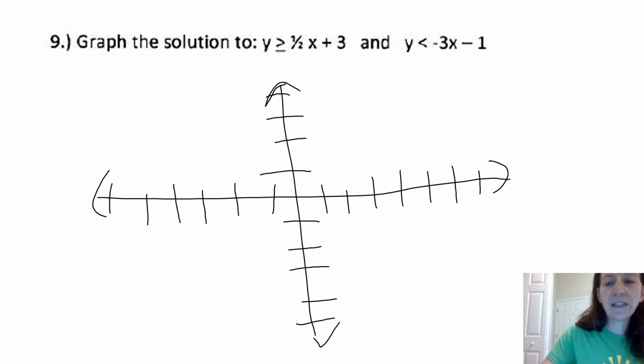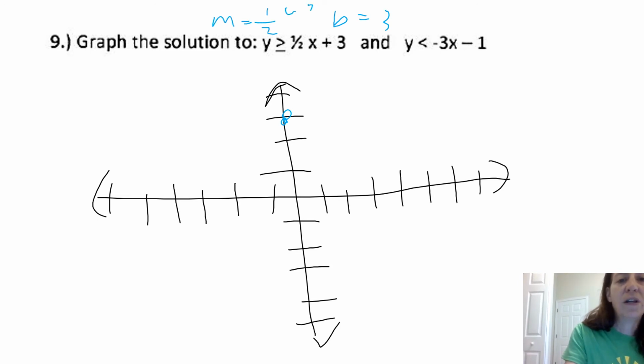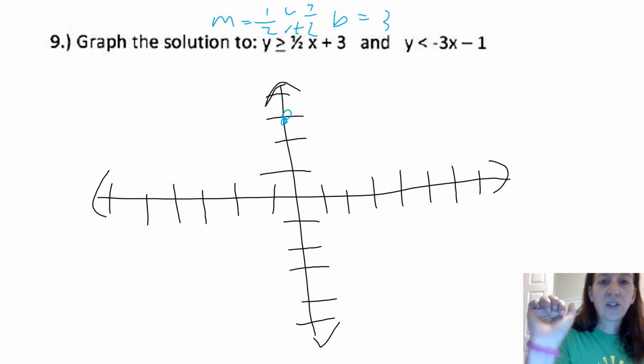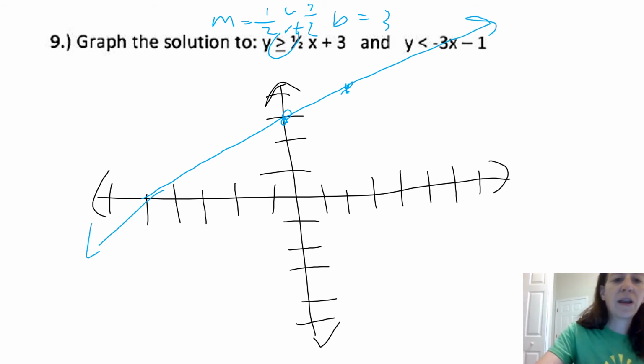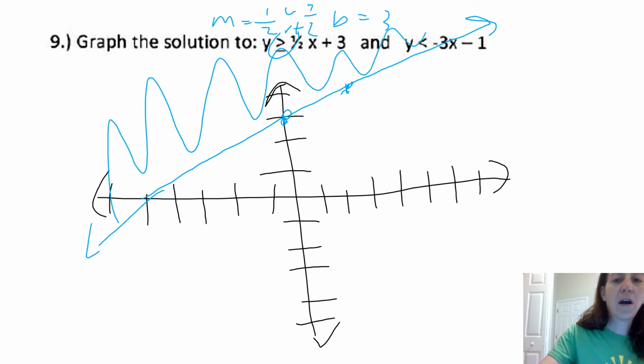For my first one, I will use a baby blue. This has a y-intercept of 3, so I'm going to clearly label the 3. The slope is 1/2, so I'm going to count up 1 and right 2. Up 1, right 2 puts me right about there. It is a solid line because of the equal. And it says greater than, which means I will be shading above.